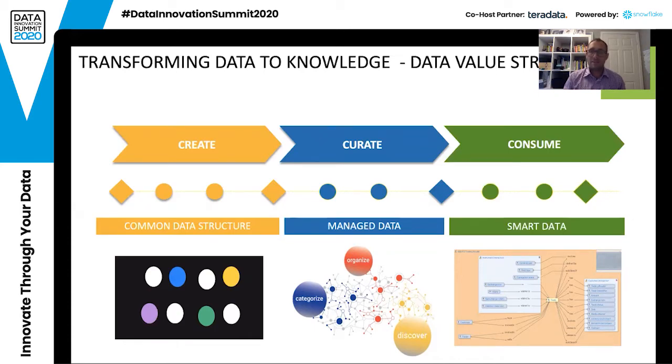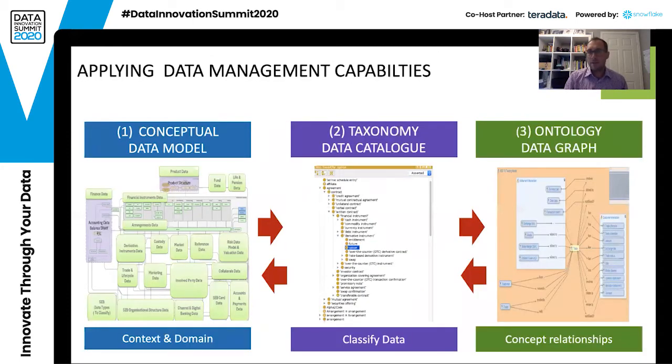A knowledge graph is a machine-readable way of looking at your data, but it also focuses on the meaning of the data via concepts and relationships, to understand what you actually need for the models that are going to be consumed. That's critical to understand, to go from that common structure, managed data, to the smart data. And what does that actually mean?